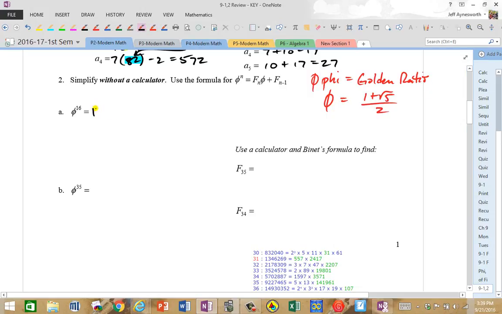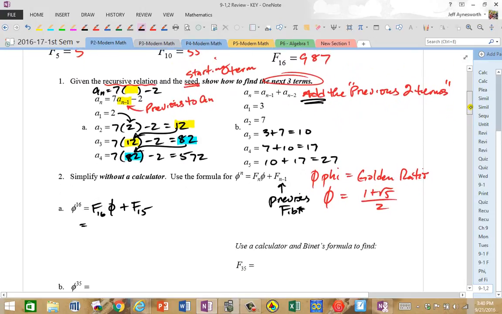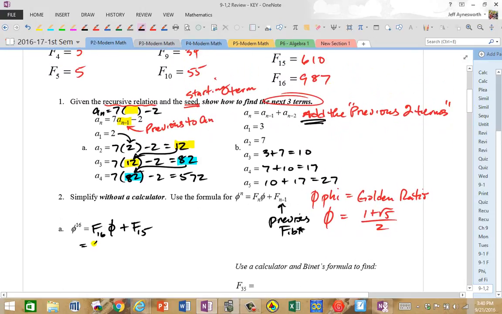We're going to take f sub 16 times phi, plus the previous one, f sub 15. This is the previous Fibonacci number. Previous to the 16th term is the 15th term, right? All right, so let's get started. We need the 16th Fibonacci number, so we go back up here, and we understand that it's 987. So 987 times (1 plus root 5) divided by 2, plus the previous Fibonacci number of 610.